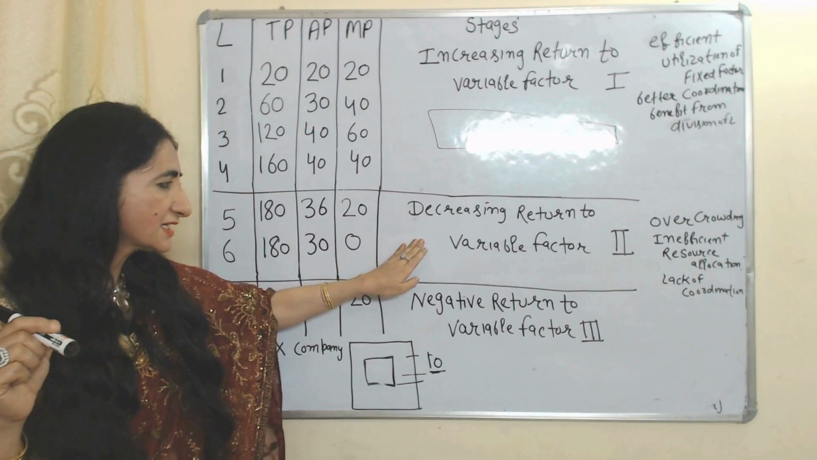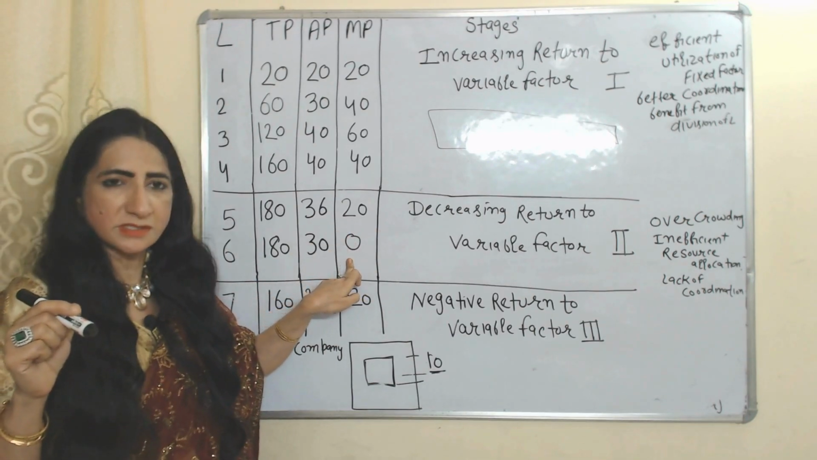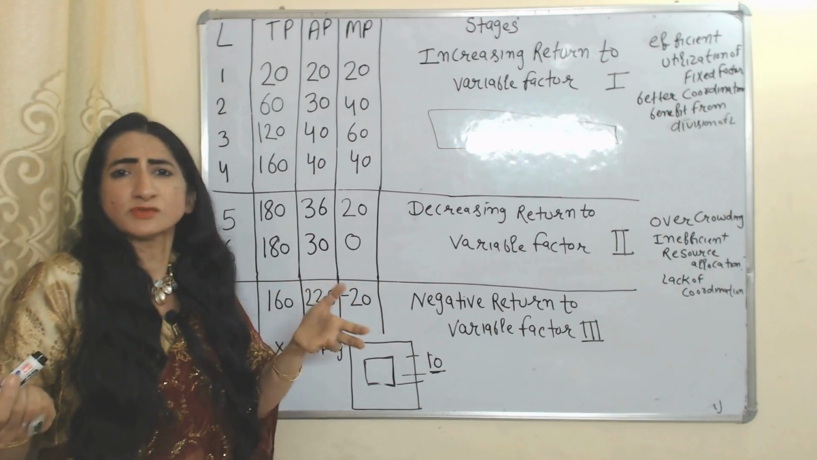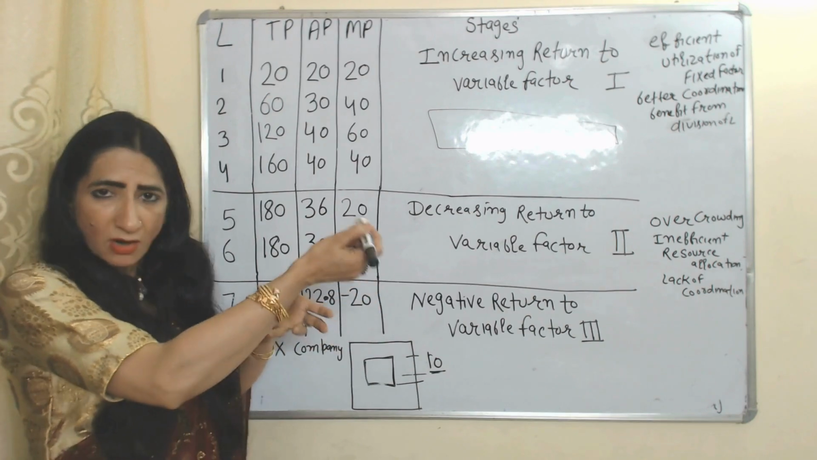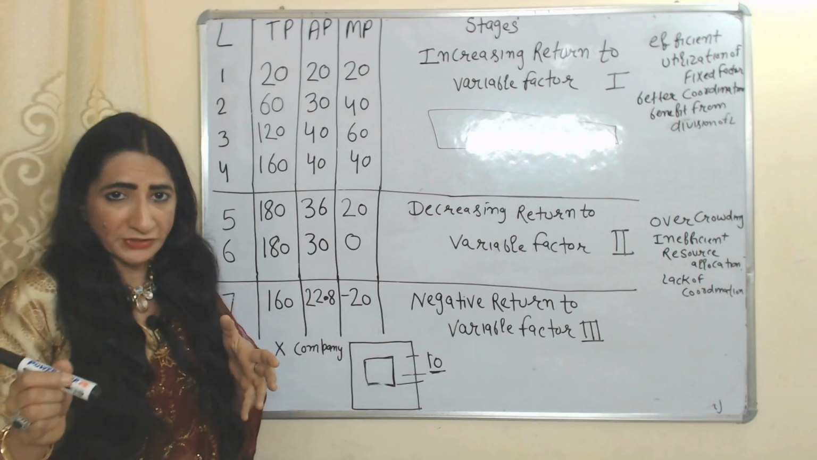The second stage is decreasing return to variable factor. Here our marginal product becomes zero. But why? Because now our fixed factor doesn't have so much capacity. There is overcrowding, inefficient resource allocation, lack of coordination.